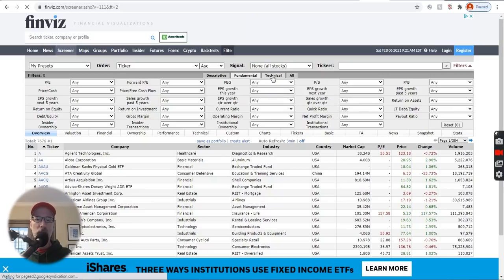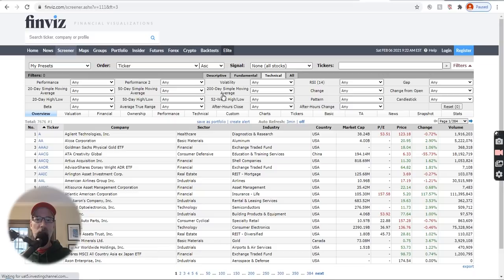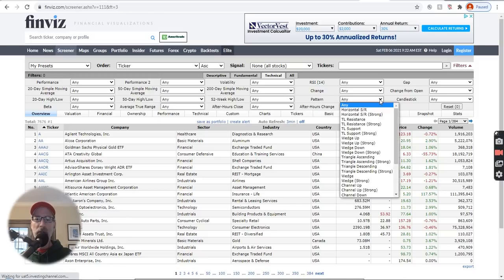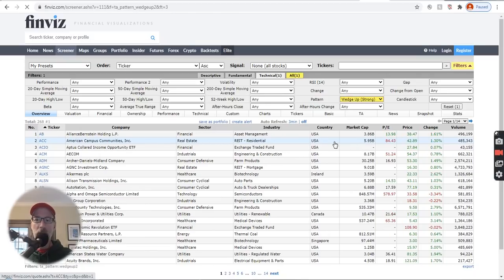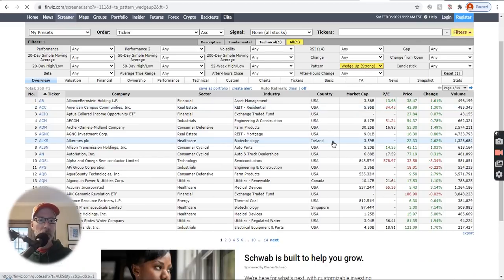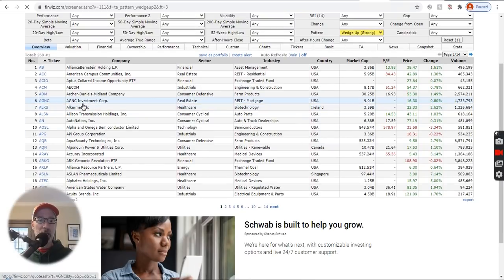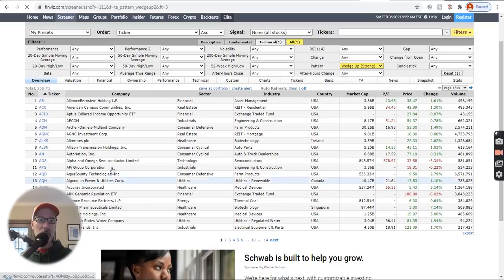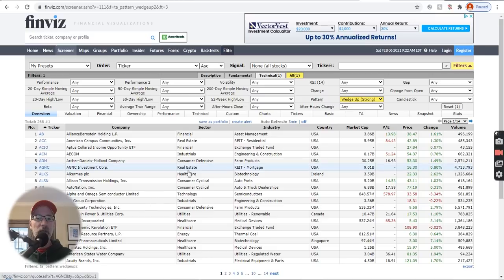Now, I look at the technical, so I would click on this tech. Any of these for the moving average, RSIs, all this stuff. This has one for patterns. See what the patterns say. It's got a wedge. Let's see what we got for wedge up strong and see what that looks like. It's got a bunch here, and it gives you a lot, too. I don't think there's any restrictions on how many it gives you. You got to deal with the advertisements that come up here. So finviz.com is another great place to get started looking for stocks that may meet your requirements.